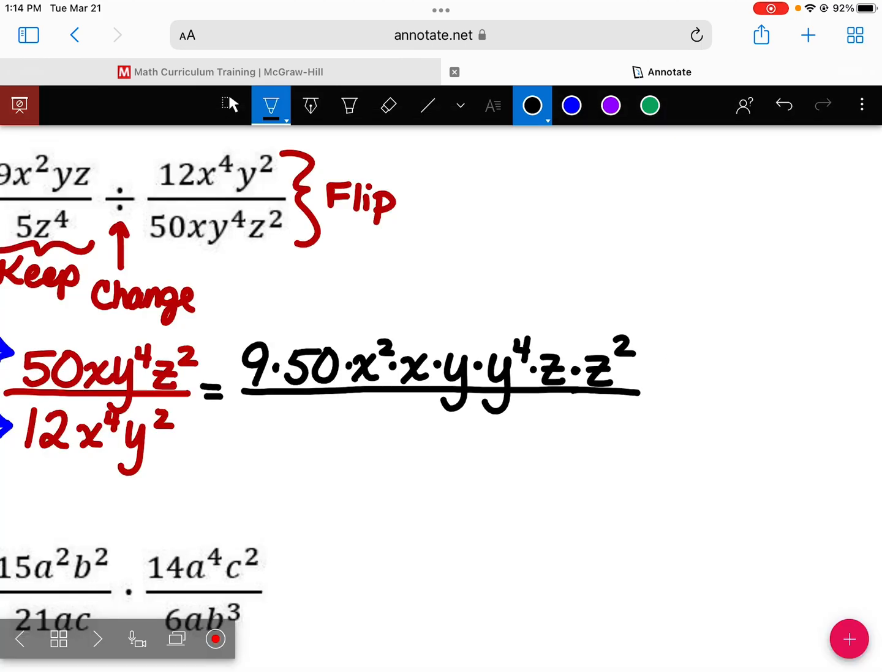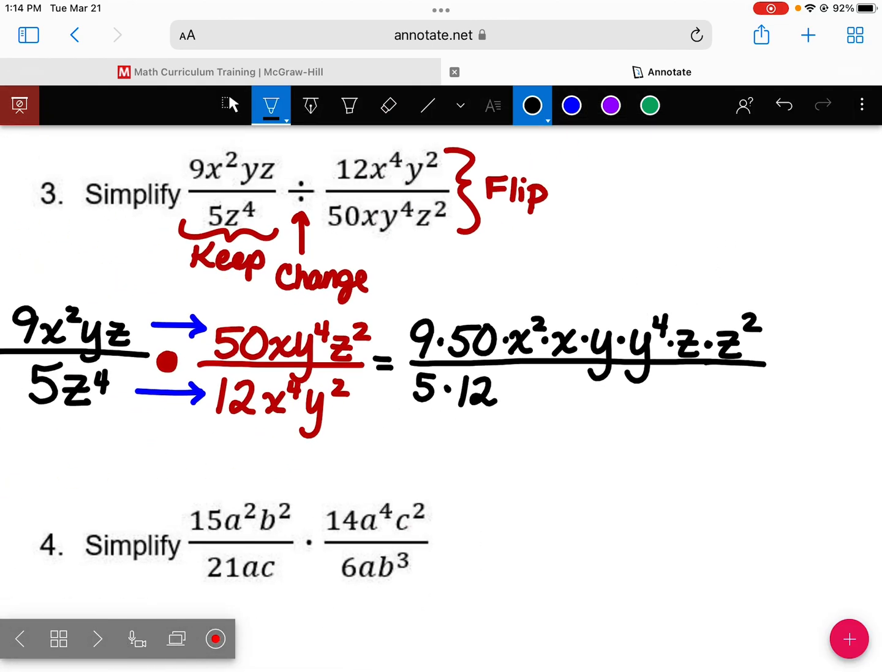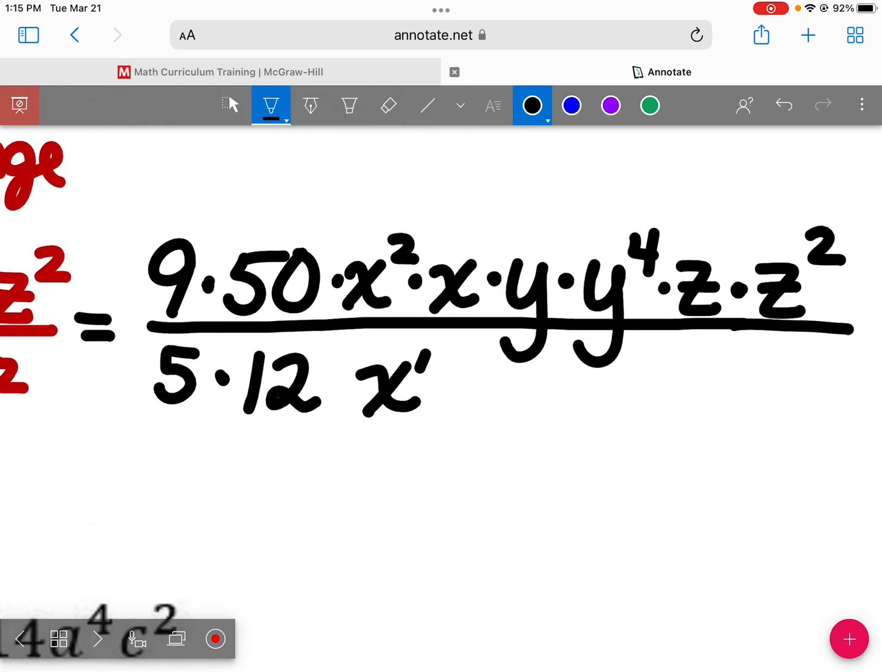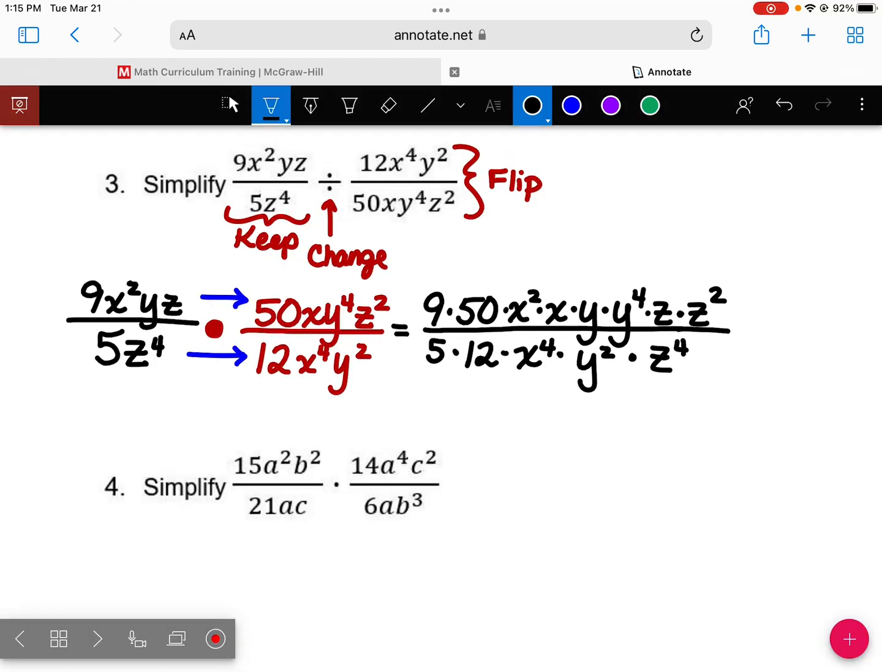Down on the bottom, I'm going to do the exact same thing. I'm going to put the numbers at the front, 5 times 12. And then I'm going to put my variables. Since I went in ABC order on the top, I'm going to do ABC order on the bottom. So x to the 4th times y squared times z to the 4th. So far, so good? All I've done is just written down all the pieces that are being multiplied. I need to see if any pieces can reduce here.